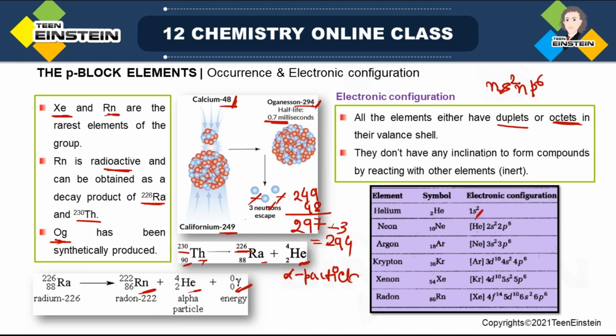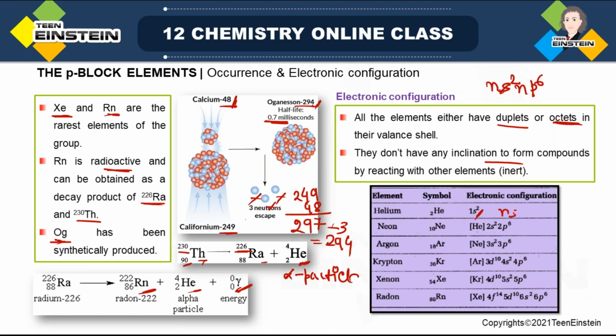They do not have any inclination to form compounds because they are already satisfied with their configuration. So still, if you want them to take part in reaction, you have to provide very drastic conditions, that is high temperature and pressure. Okay, so see, this is the general configuration ns2 np6.